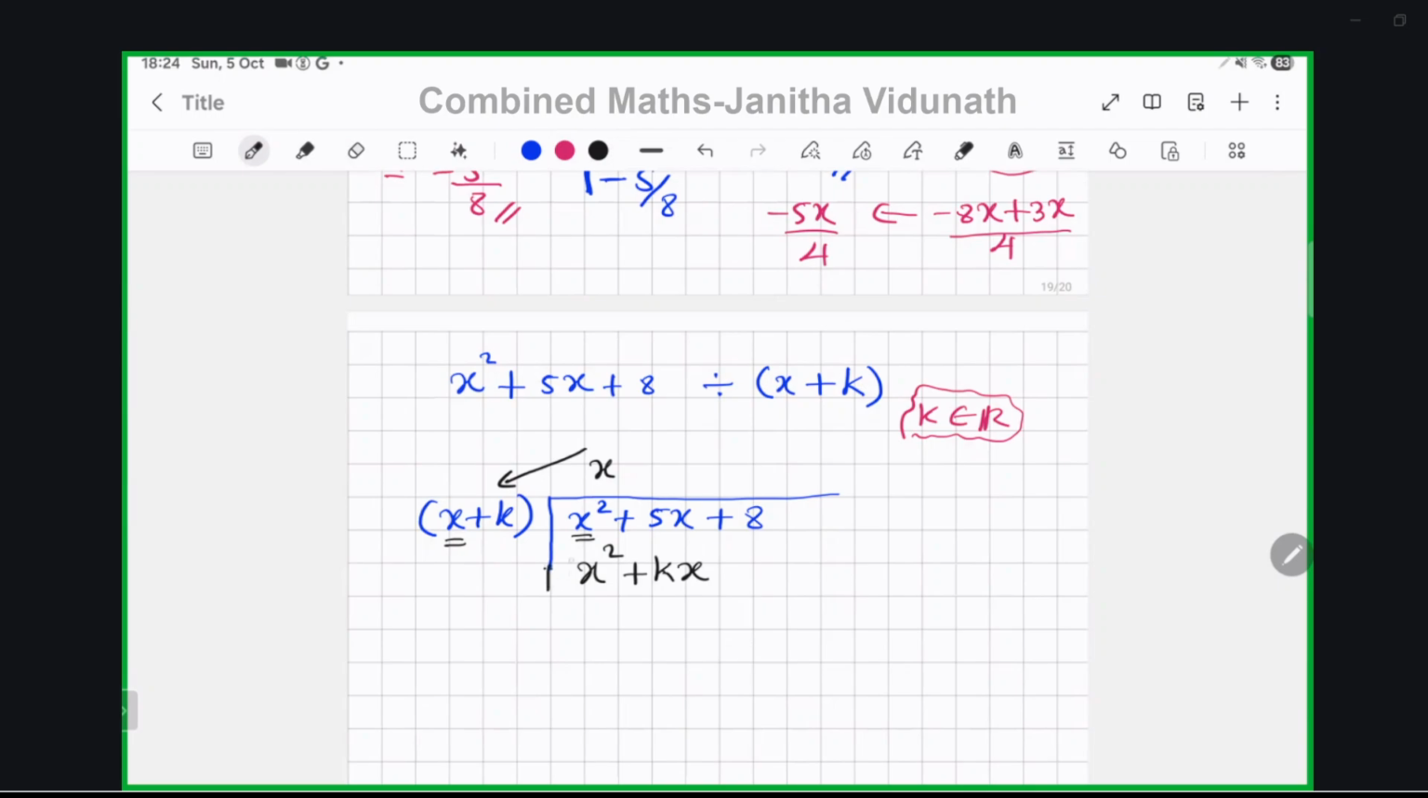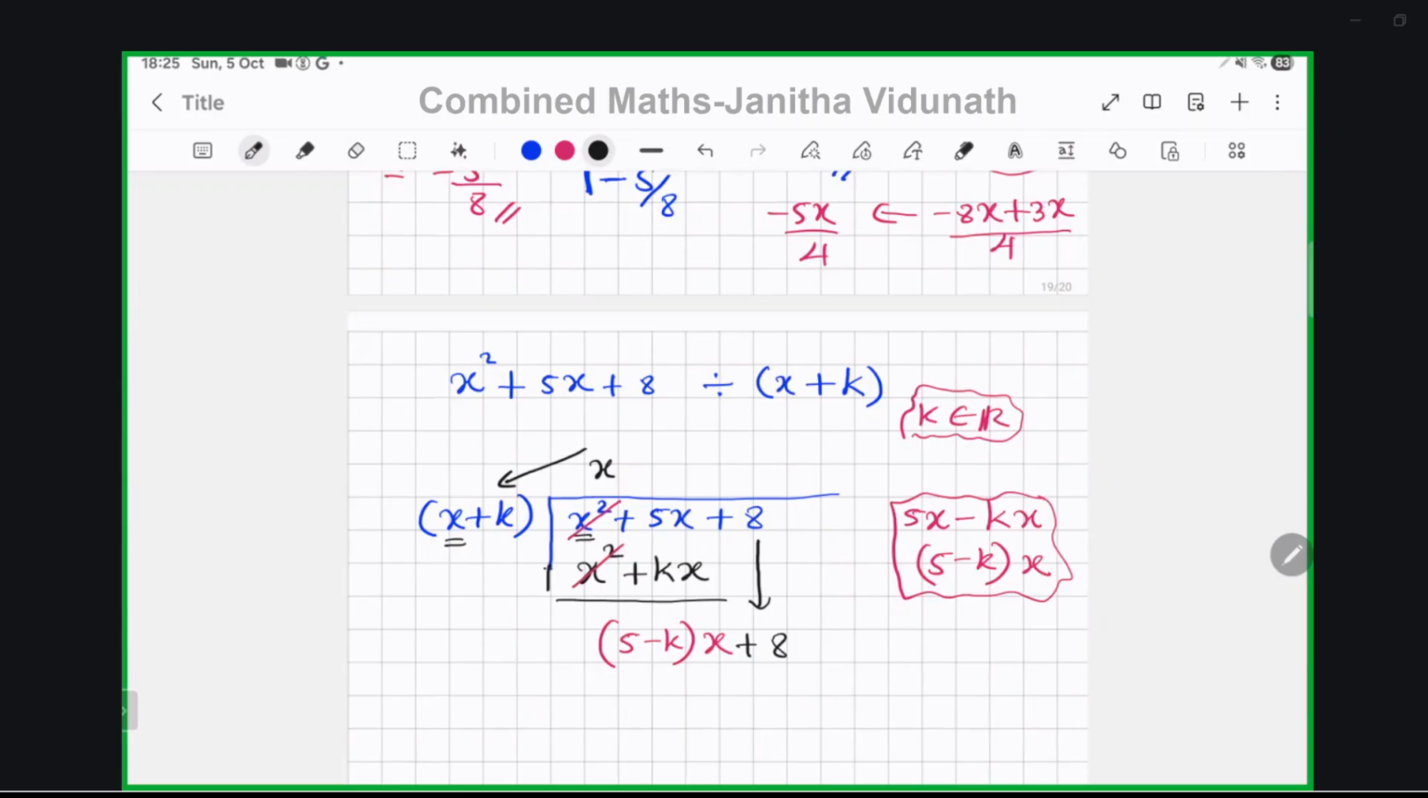Now our next step is to subtract those two. Then the x square terms will cancel out. When we subtract 5x minus kx, the answer is 5 minus k times x. This is simply x as a common factor, then 5 minus k times x. Then here remains 5 minus k times x. Then we need to bring down the other term, that means plus 8.